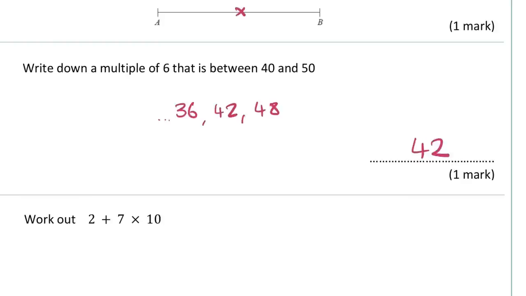The only thing we wouldn't do, we wouldn't write down both of those numbers. As it says, write down a multiple. So just read the language carefully. If it said write down the multiples, then we would write down both. But this says write down a multiple. So we go 42 or 48 would both be fine.